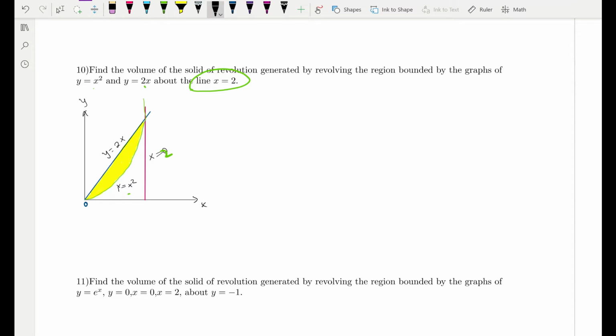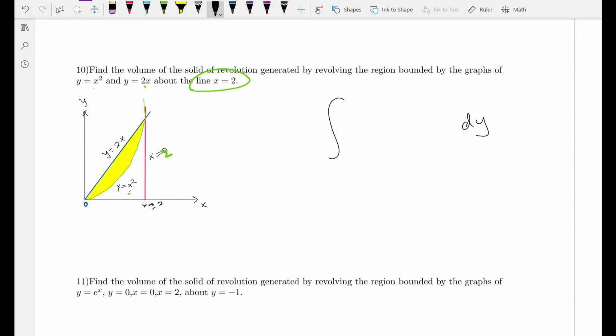So first decide which variable you would use to set up the integral. It's y, because it's similar to rotating around the y-axis, right? In the last video we rotated around a horizontal line, so we set up the integral with respect to x. Now we rotate it around a vertical line, so we set up the integral in terms of y. Okay, so it's dy.